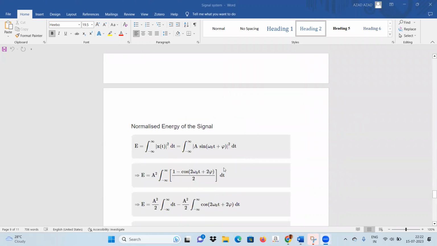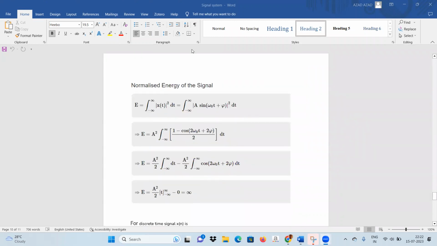And if you want to calculate energy, then you get infinite energy here. It means the signal is a power signal. It's not an energy signal.